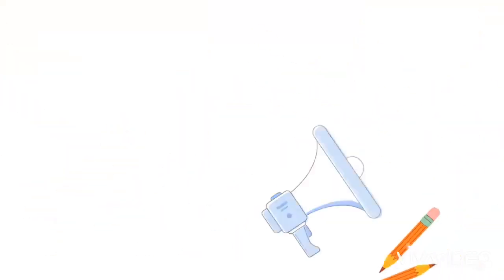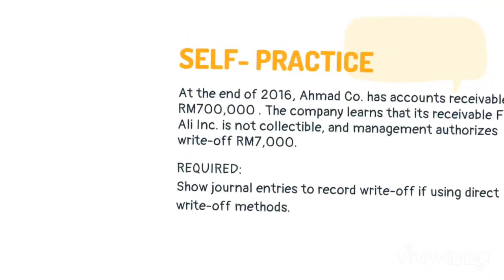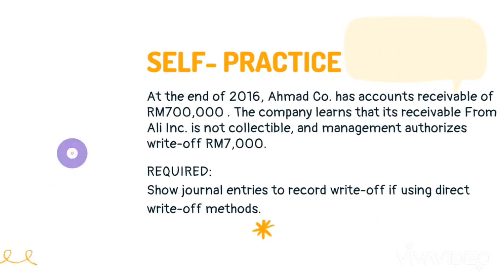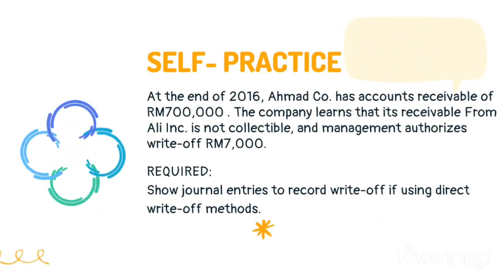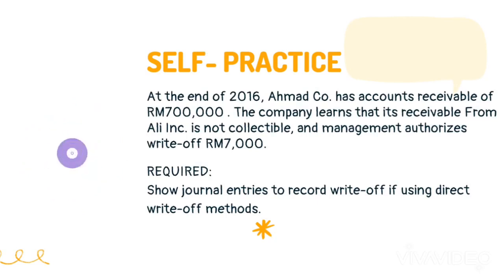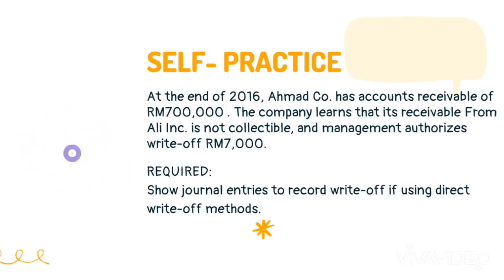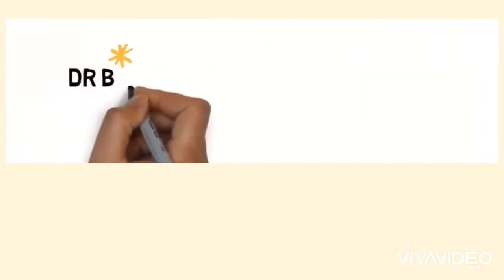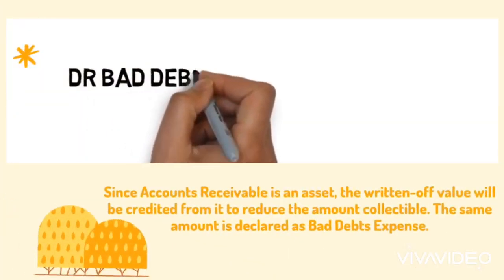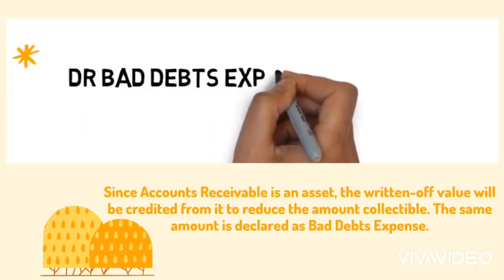And now for self-practice. At the end of 2016, Ahmad Co. has an account receivable of 700,000. It is only later the company learns that its receivable from Ali Incorporated is not collectible, and the management has authorized a direct write-off of 7,000 ringgit from this account. Show the journal entry to record write-off if using direct write-off method.